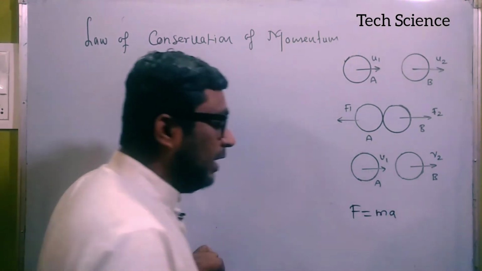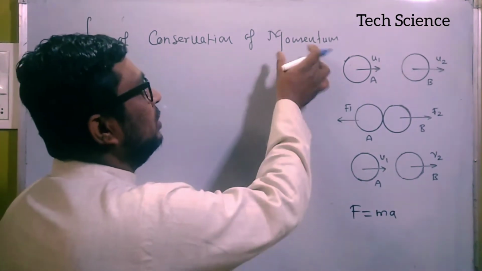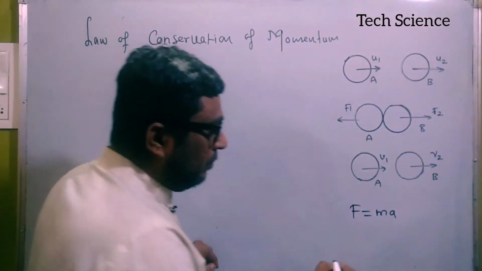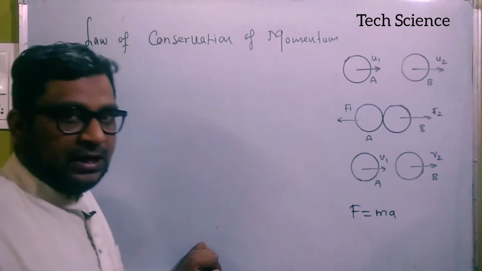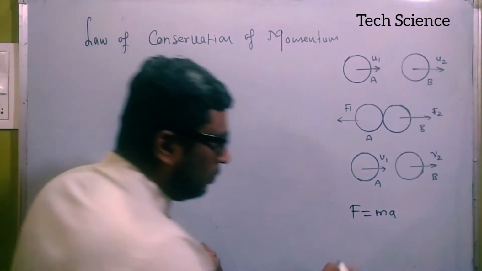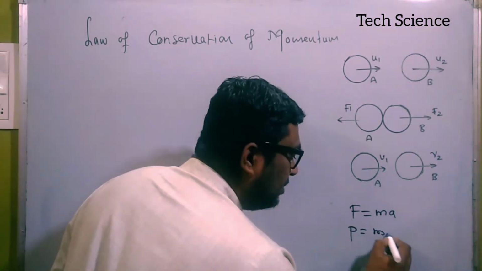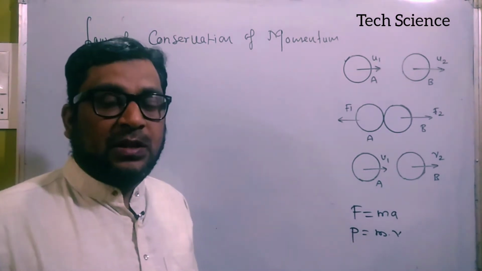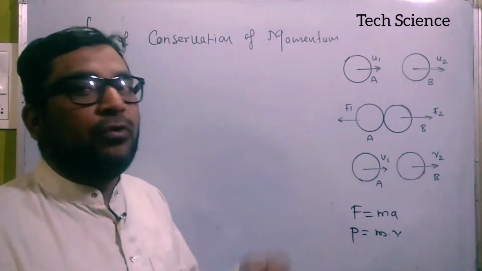We have to take the help of this, as well as the definition of momentum, which is nothing but the product of mass and velocity. So we have one more formula for momentum: P is equal to m into v. These are the basic things required to prove this law of conservation of momentum.